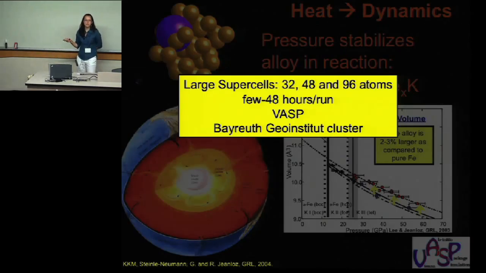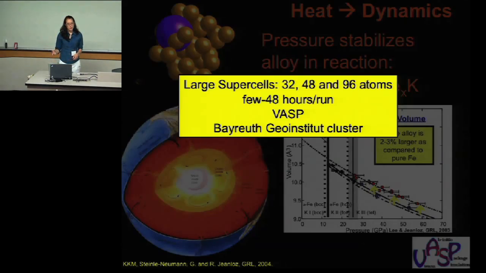Now, in terms of the highlights that Renata wanted me to put in here, what sort of computational needs did this take? Well, we had a few rather large supercells, and six or seven years ago when these were run, depending on the supercell size, they may take a few days to run a particular volume and so forth. So it took some time, but nothing too crazy. We used VASP, and these were done on a local cluster at the Bayreuth Geo Institute.